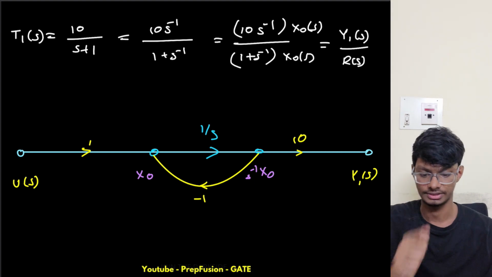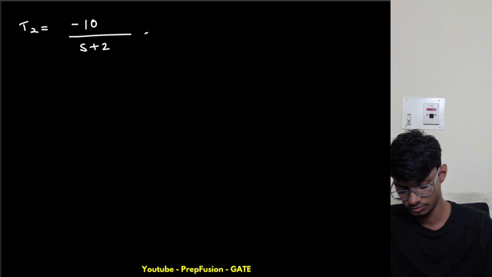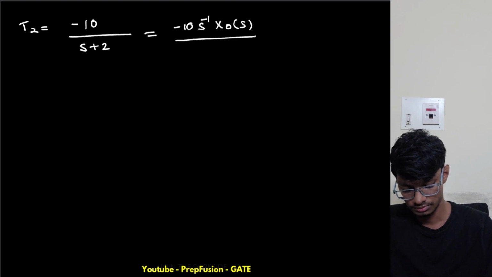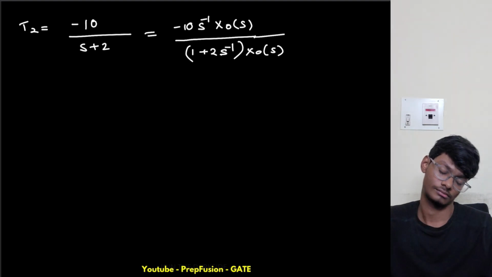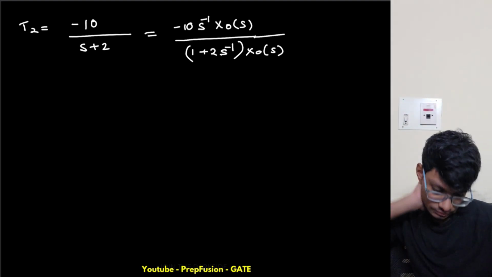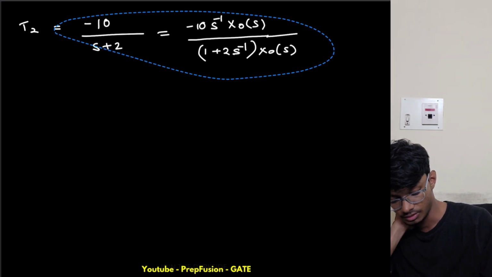Now the second state diagram. The second transformation is the same, but the difference is minus 10, and in the bottom we have s plus 2. So this one is minus 10 s inverse x naught of s divided by 1 plus 2 s inverse into x naught of s. This is our transformation for the second one. So again, how can I write this?